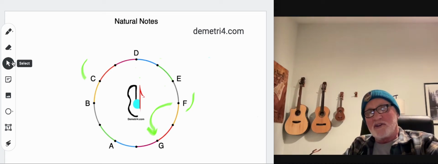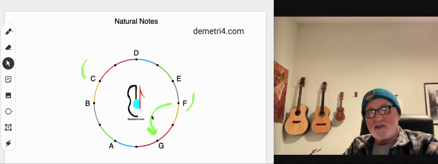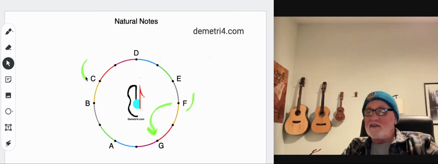And this is the beauty of the circle, because we start on C and we end on C. So we finished our C major tetrachord, we jumped our whole step to start our second tetrachord, and now we see the notes G, A, B, and then finishing on C.